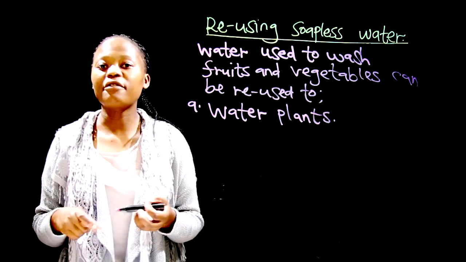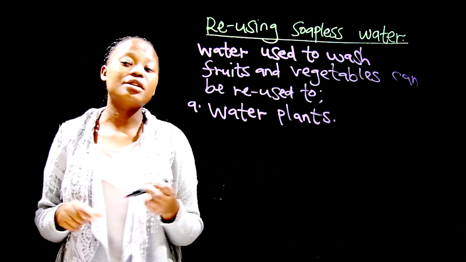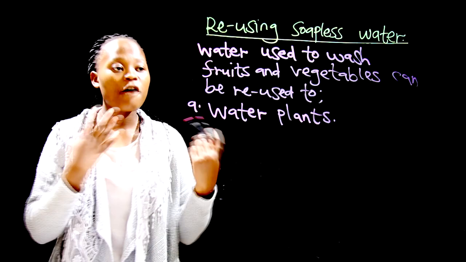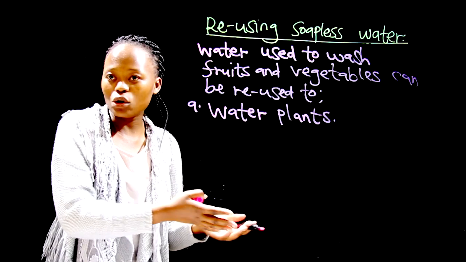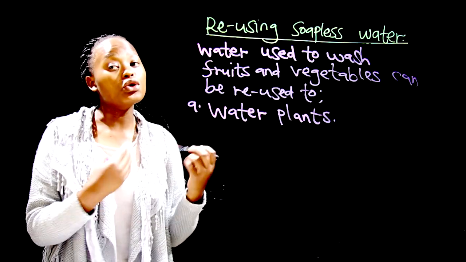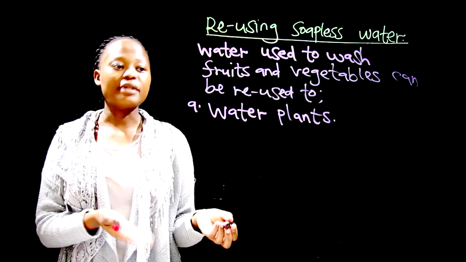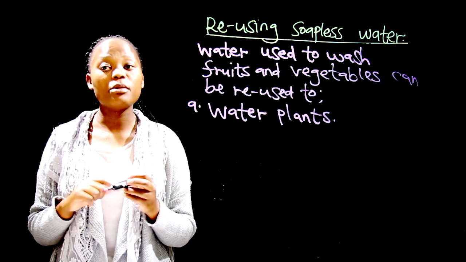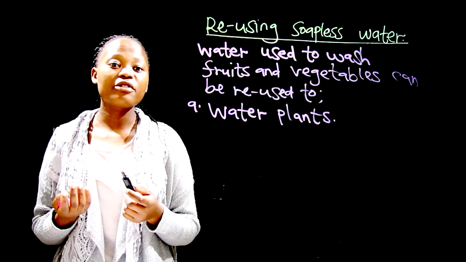So maybe you have some crops or some plants in your kitchen garden, and you just finished washing vegetables or fruits. You don't need to pour that water. You water your plants or your crops using that water. Okay?